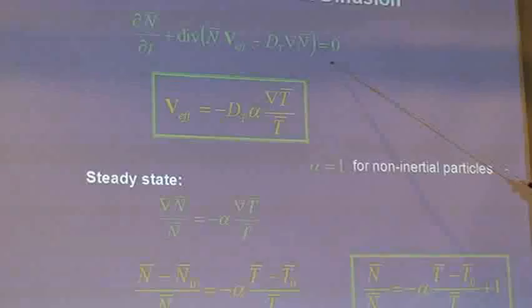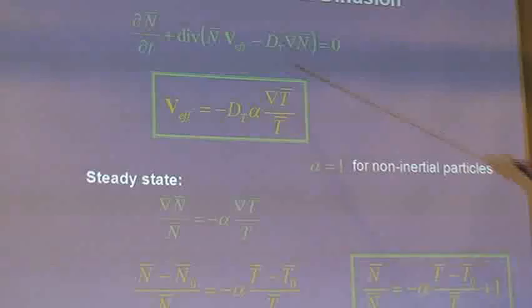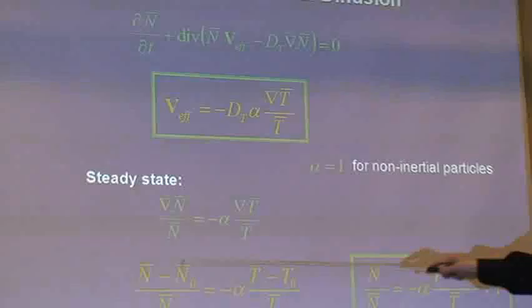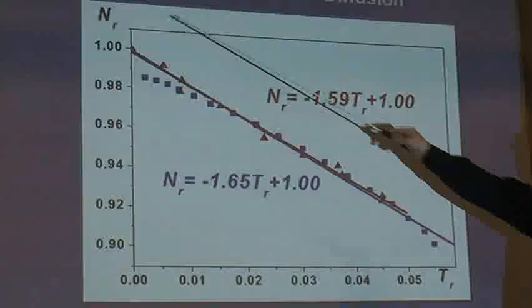Now, we have the mean field equation. Let's consider large Peclet number so we can neglect molecular effects. So we have such an equation with this effective velocity. In steady state, the derivative of the mean field equals zero, and we obtain such an equation. Solving this equation, we obtain the distribution of number density. Now let's compare with experimental results.